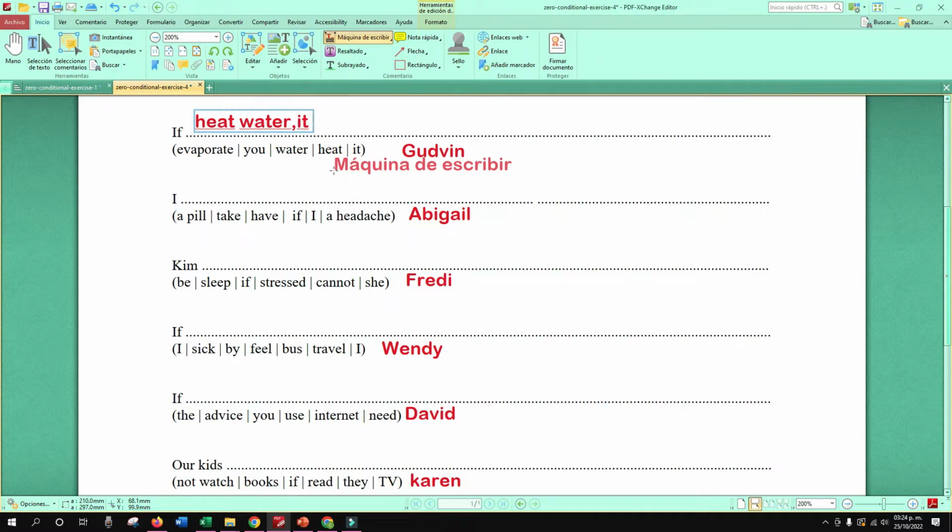It evaporates, right? So, heat, water, that is the condition, then it, ¿qué va a pasar si nosotros hervimos mucho el agua? Se va a evaporar, right? Entonces tenemos la condición y el resultado de esa acción, right? So, thank you, Mr. Goodwin. So just check that one, right? Fix it.